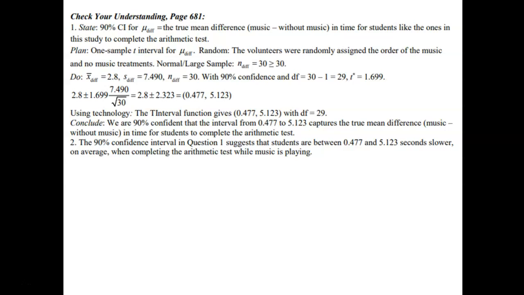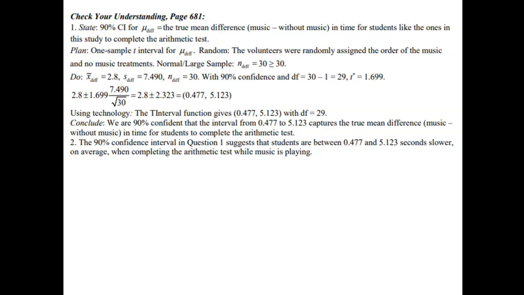This is a 1 sample T interval for the mean difference. These were volunteers, but they were randomly assigned whether they got music or no music first. So there's the randomization of it. And then 30 is definitely greater than or equal to 30. So check, check, check.